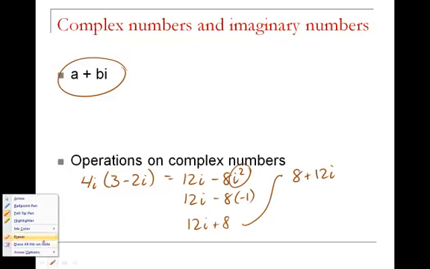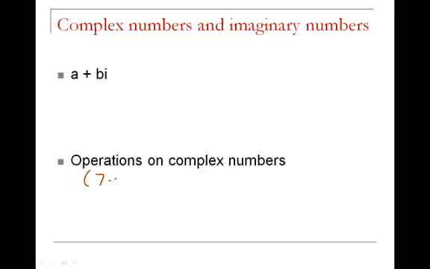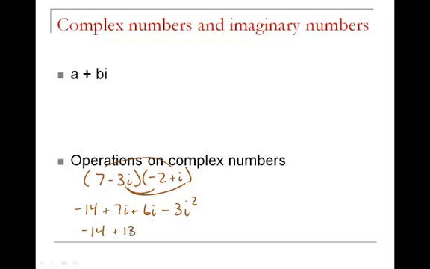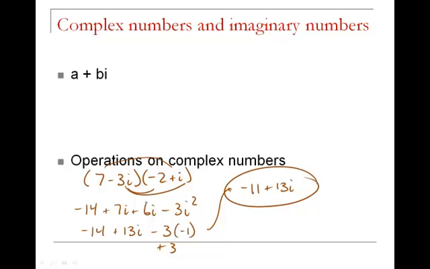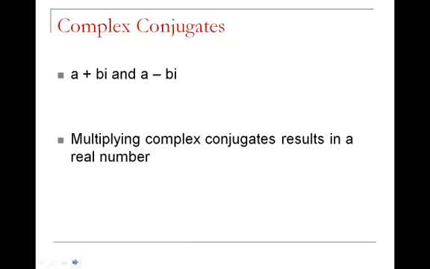We can also multiply two binomials. So (7 minus 3i) times (-2 plus i). And again, we're going to FOIL it just like we've always done with binomials. So we get -14. Outside is 7i. Inside is 6i. And my last is -3i squared. So -14 plus 13i, and remember that i squared is going to change the sign, so that will be a +3. Grouping everything together, I get -11 plus 13i. So those operations should be familiar to you. This should all be stuff that you have seen before.